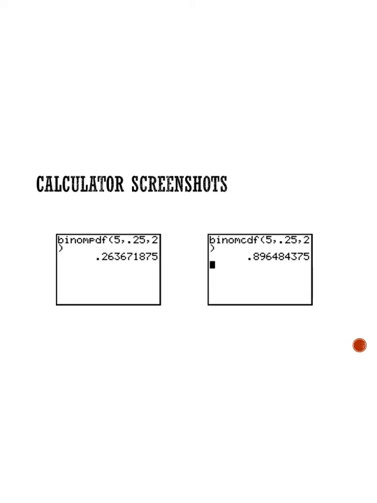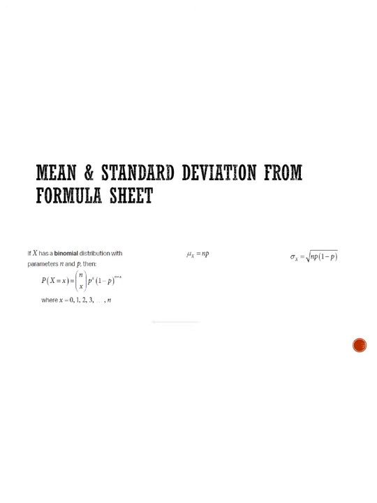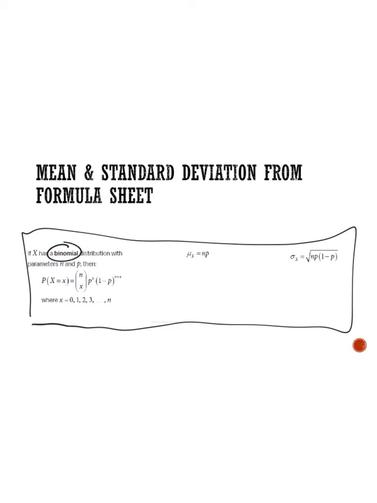Here are just some calculator screenshots. This would be if you had the older operating system, this is what it would look like. There's a PDF and a CDF that you can look at. There are mean and standard deviation formulas for the binomial. This is truly what it looks like on your formula sheet for the binomial section. It even has the word binomial, as you can see there in bold, so it's a good reminder for us. So there's the mean and the standard deviation. Note that these are mu and sigma.